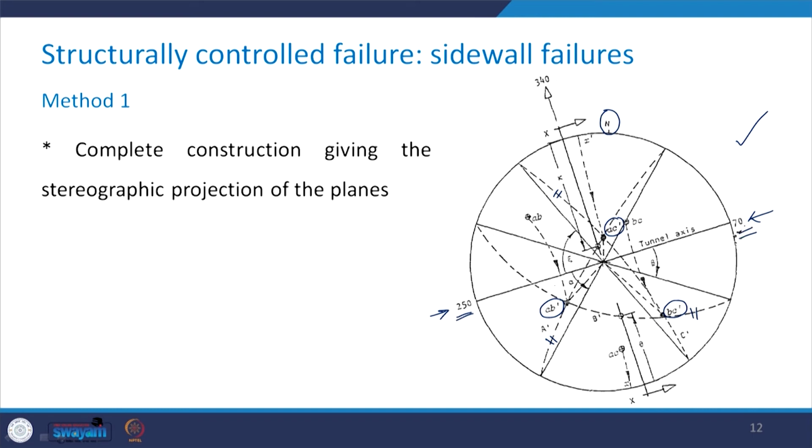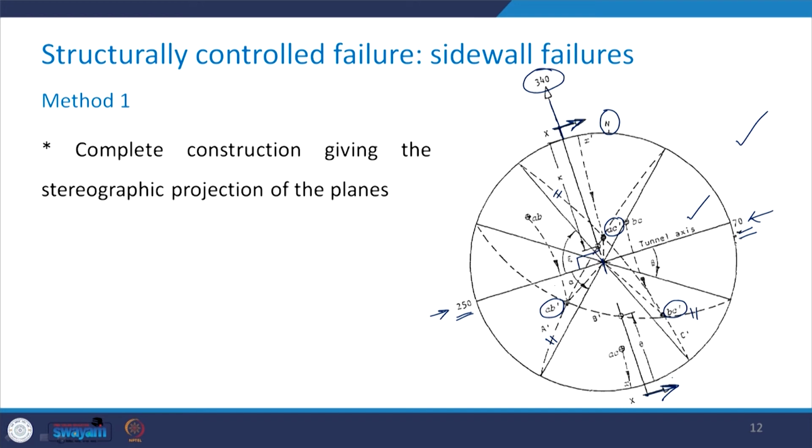So, again in this case, we take a plane which is passing from the center and it is perpendicular to the tunnel axis. So, what does that mean? See here, if I just add 90 degree to this, this is going to be your 340 degree. So, we take a section here and then we look in this direction, which is x direction, as we did in case of the roof failure.